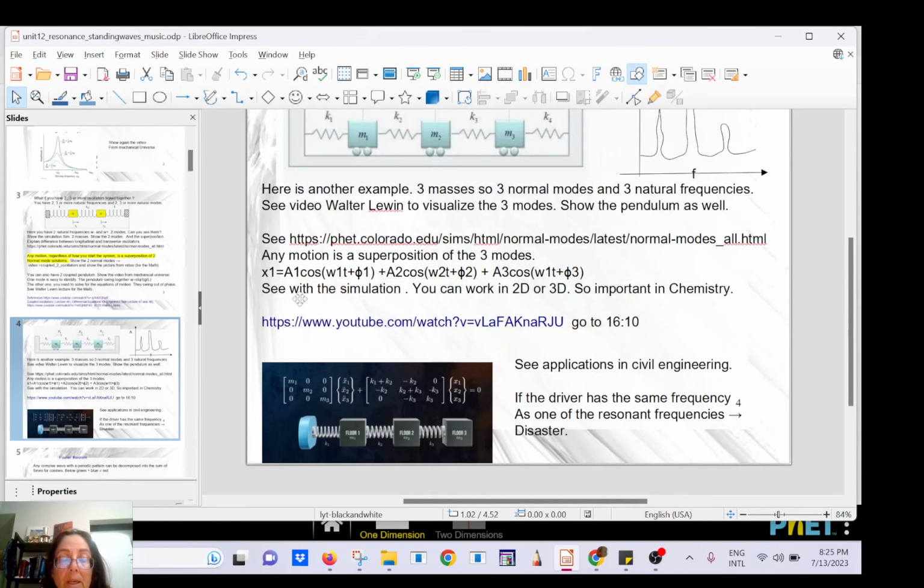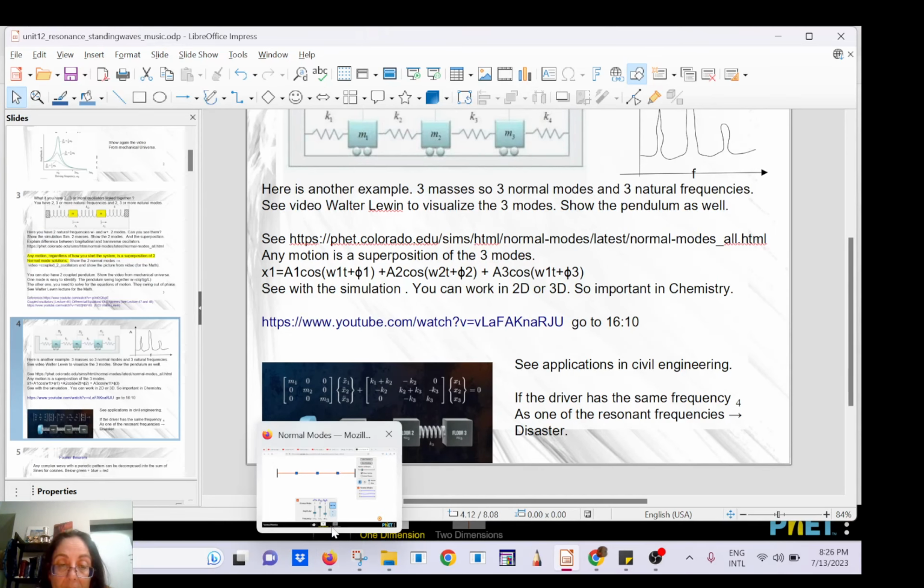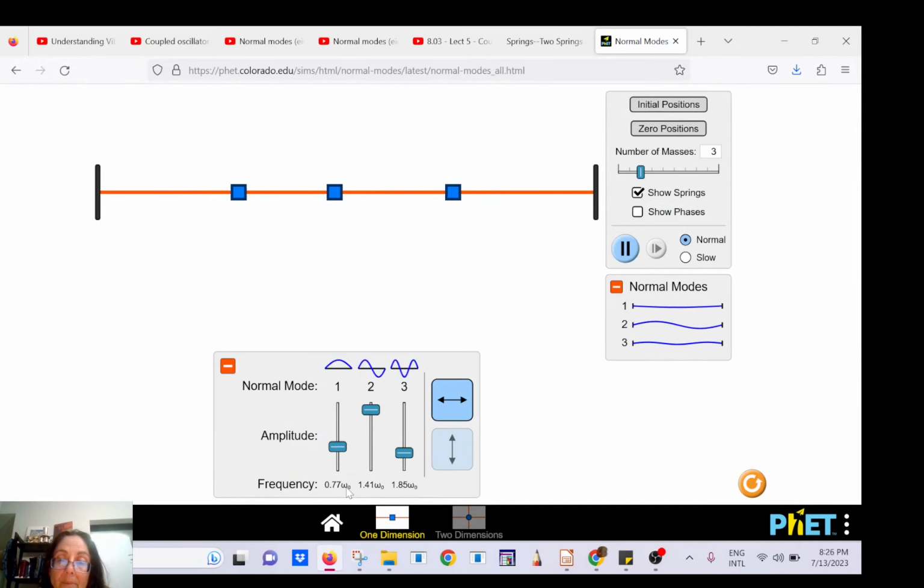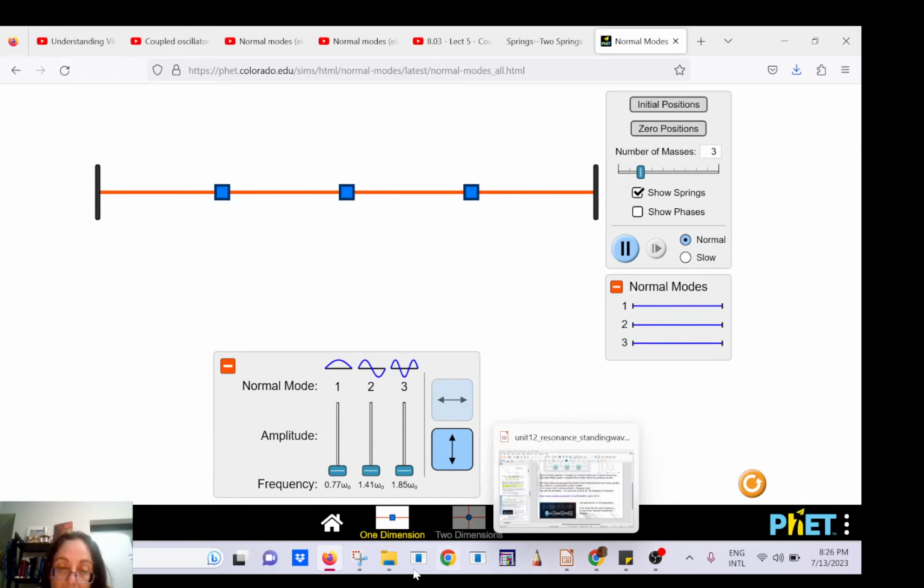So you will be able to write that what you get, x1 for the first mass, will be a superposition of the 3 modes, right? With the 3 natural frequencies. So that's the secret. So now we'll go back to that in a moment. Let me show you.